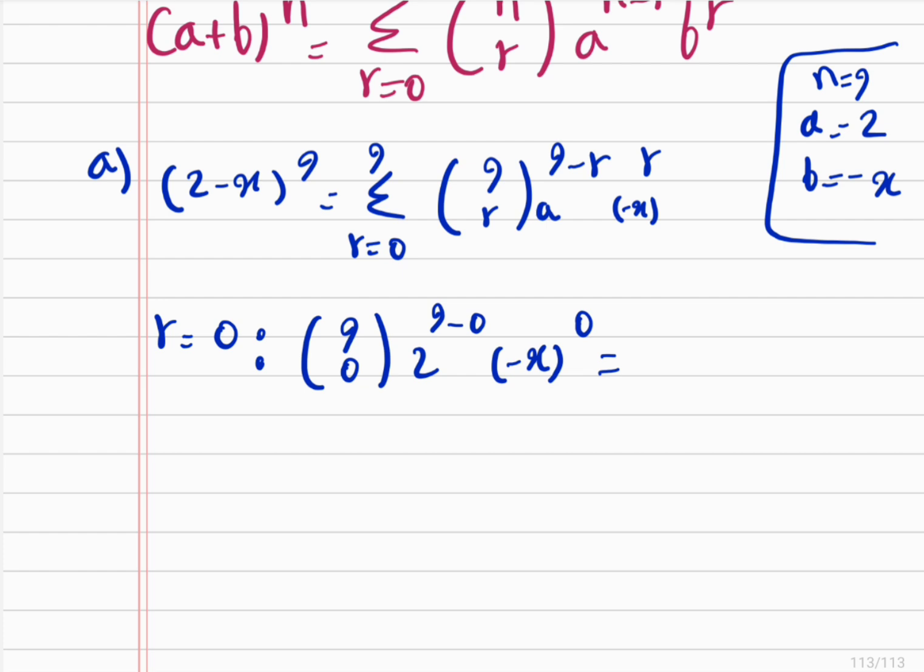So 9 choose 0 is just 1, and we simply get 2 to the power of 9, because minus x to the power of 0 is just 1. And 2 to the power of 9 is equal to 512. So that's the first term.